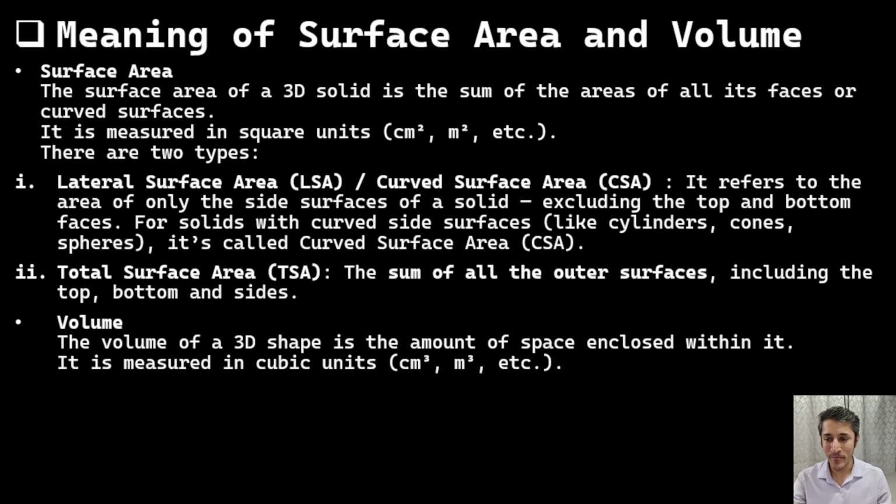Then we have volume. The volume of a 3D shape is the amount of space enclosed within it, and it is measured in cubic units like centimeter cube, meter cube, etc. Volume, as we know, is also the capacity of a 3D solid.